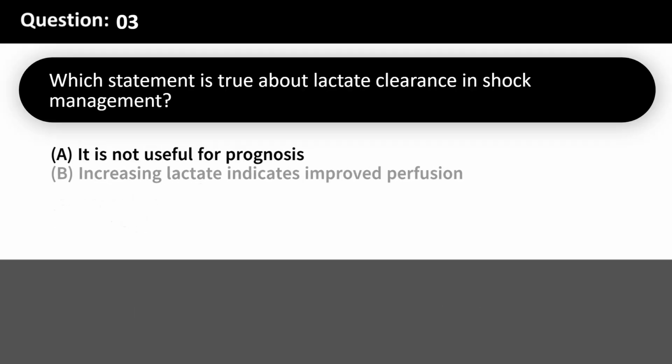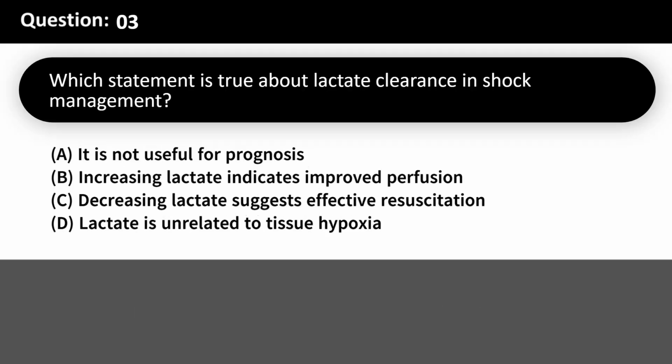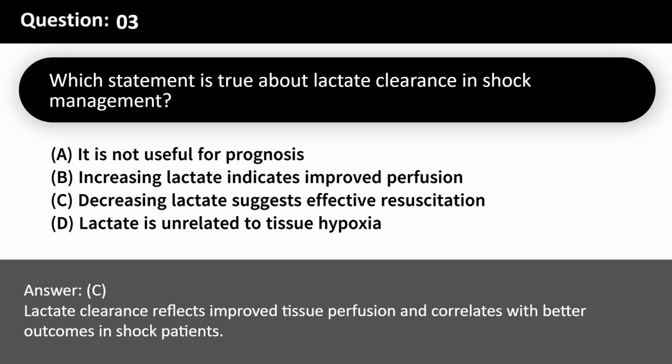Which statement is true about lactate clearance in shock management? A. It is not useful for prognosis. B. Increasing lactate indicates improved perfusion. C. Decreasing lactate suggests effective resuscitation. D. Lactate is unrelated to tissue hypoxia. Answer: C. Lactate clearance reflects improved tissue perfusion and correlates with better outcomes in shock patients.